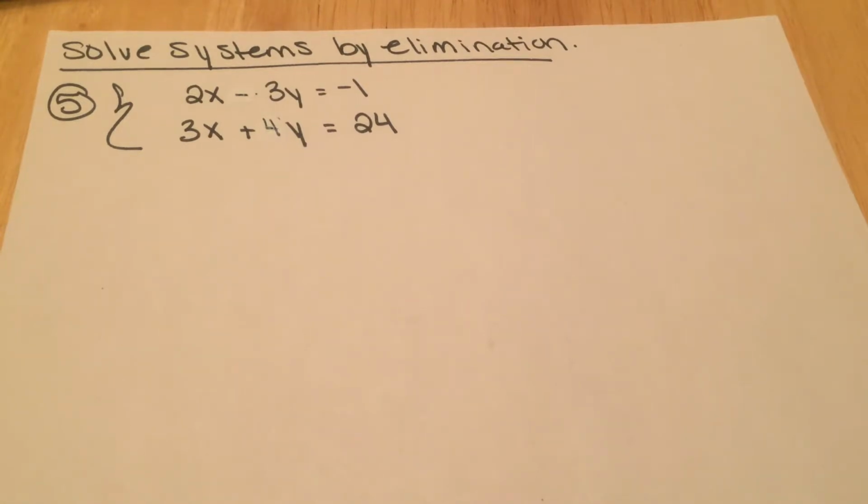So I'm going to think really hard about what 3 and 4 have in common. What's the least common multiple between those two? Hopefully we got 12.